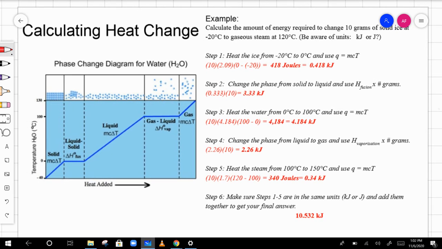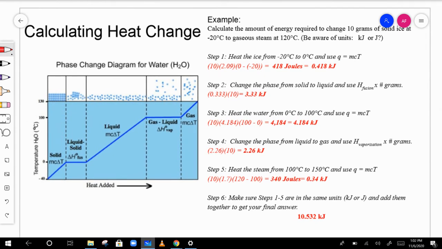Looking back at this problem again, we have all the different phases. So the first step, heating the ice from -20 to 0. We have a temperature change, so we can use Q equals mc delta T. Making sure you use the c of ice. This is the c of ice here. Okay, for step 2, then we have the solid going to liquid. We have a phase change. There's no change in temperature.